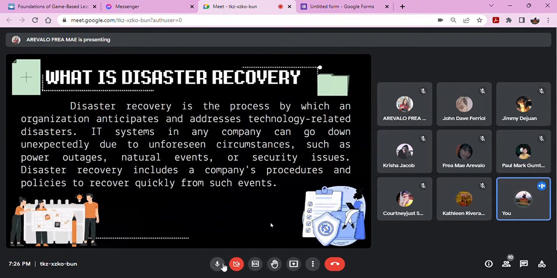So, this is the definition of disaster recovery. Disaster recovery is the process by which an organization anticipates and addresses technology-related disasters. IT systems in any company can go down unexpectedly due to unforeseen circumstances such as power outages, natural events, or security issues. Another term for disaster recovery includes a company's procedures and policies to recover quickly from such events. So, based on my research, disaster recovery tackles all about a system that helps to restore those files following a catastrophe.